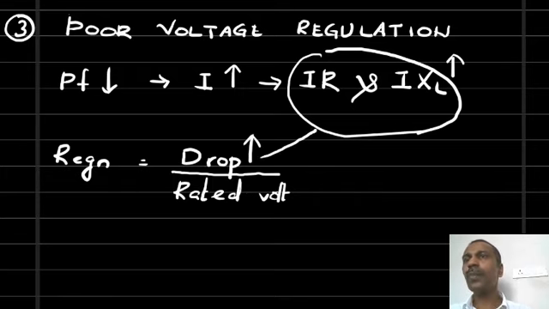This is the voltage drop, the voltage drop due to resistance and inductive reactance. So the value of regulation increases. Value of regulation increases means it becomes poor, because we do not want higher regulation. We want to have minimum regulation. We want to have minimum drop.